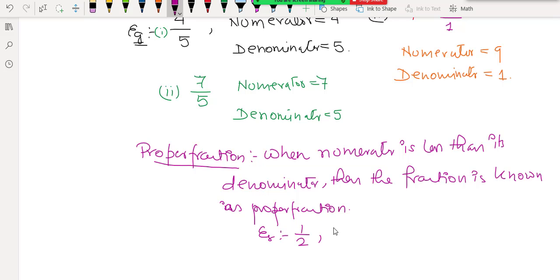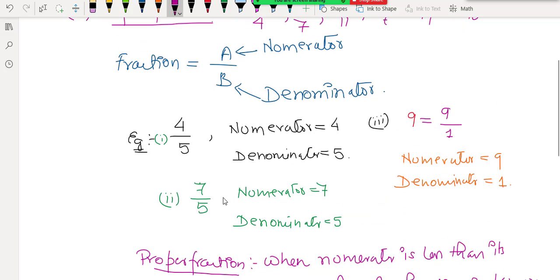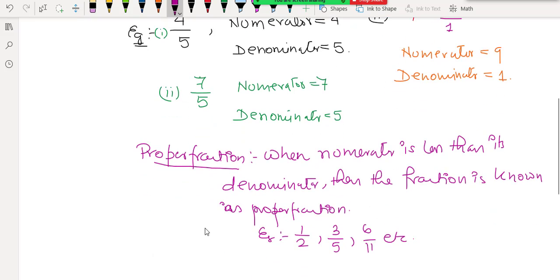Examples: 3 by 4, 5 by 7, 6 by 11, 20 by 27. Yes, that's correct. 103 by 225. Because when the denominator becomes greater than its numerator, that kind of fraction is known as proper fraction. We have studied what is numerator and what is denominator, so it is very easy to understand what kind of fraction is known as proper fraction.